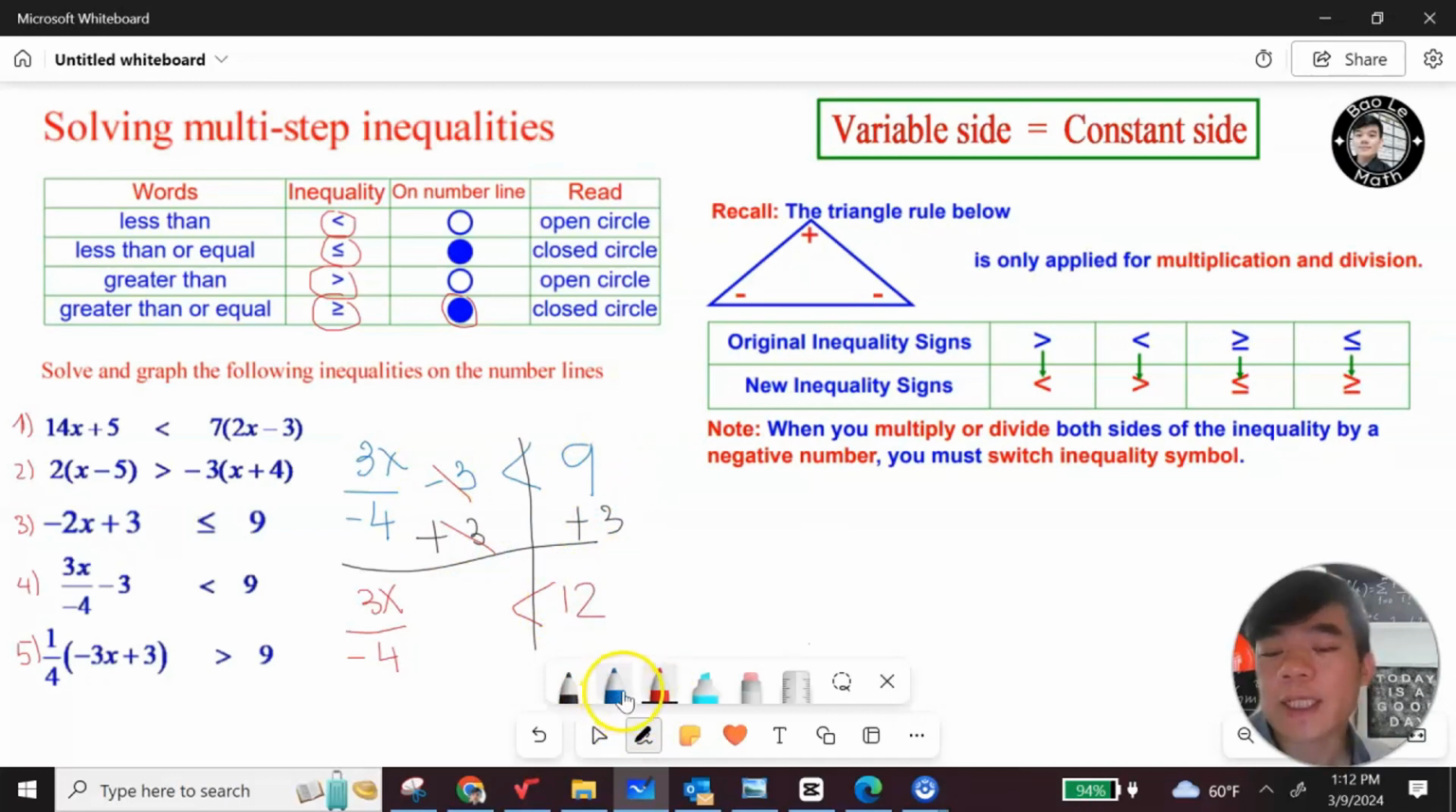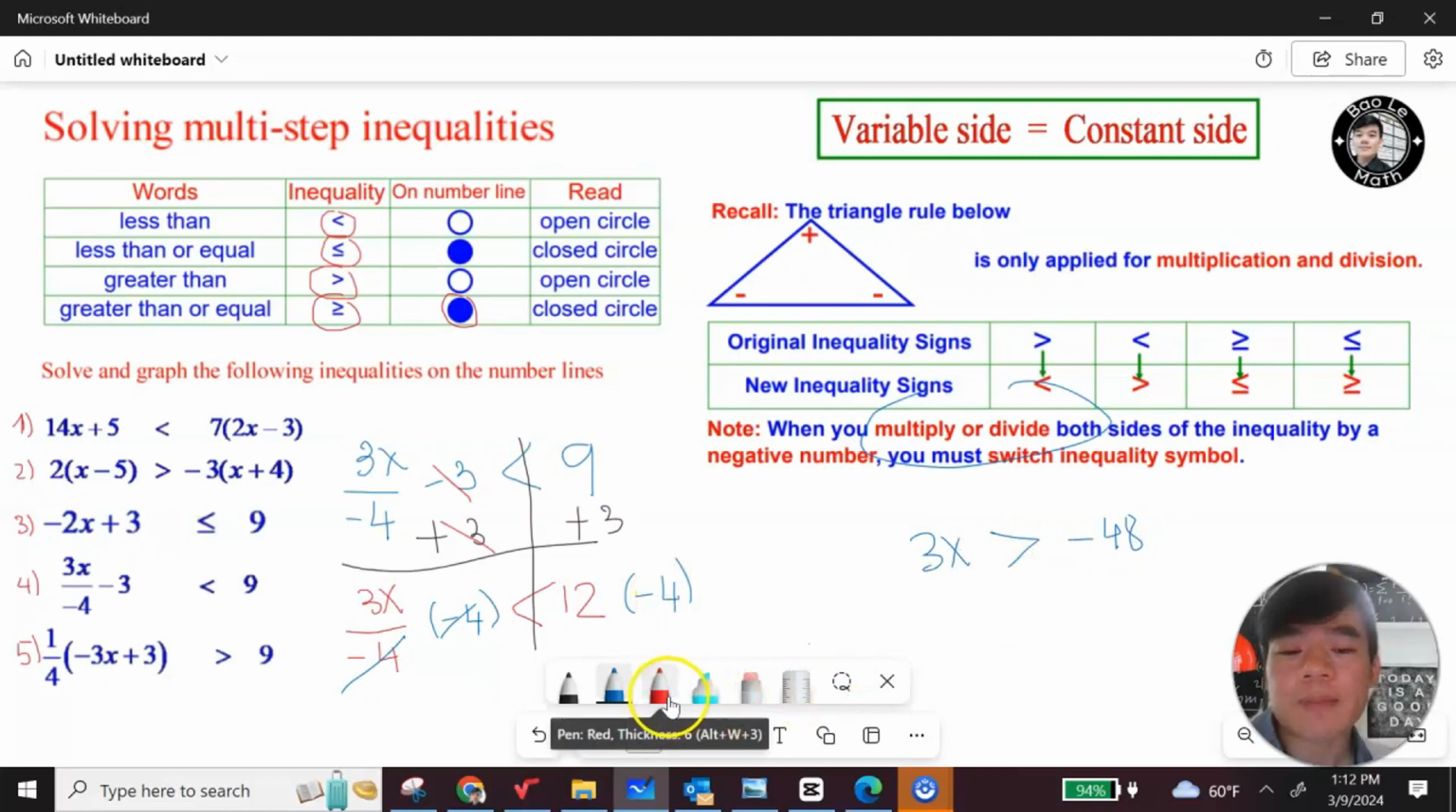Then next one, you need to eliminate negative 4 right here. In order to do that, you need to multiply both sides by negative 4. And when you multiply both sides by negative 4, you need to flip the inequality symbol. So it turns out like this. This guy cancels out, 3s left. 3s greater than 12 times negative 4, which is negative 48.